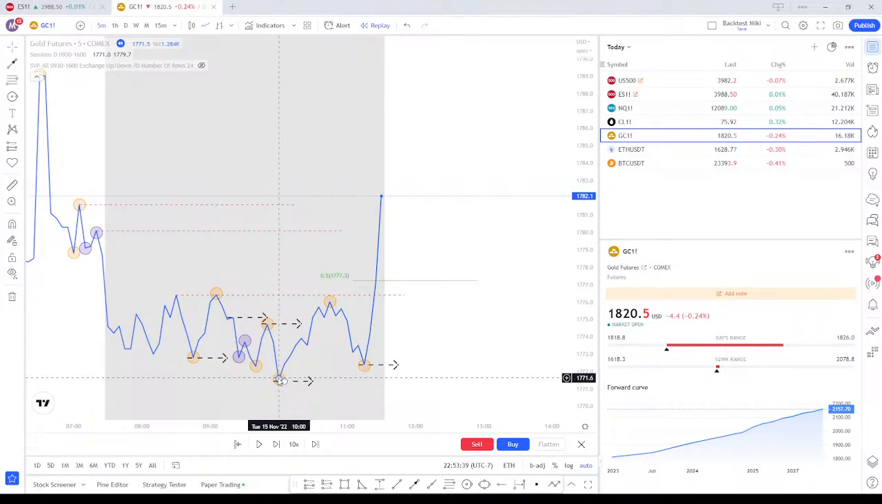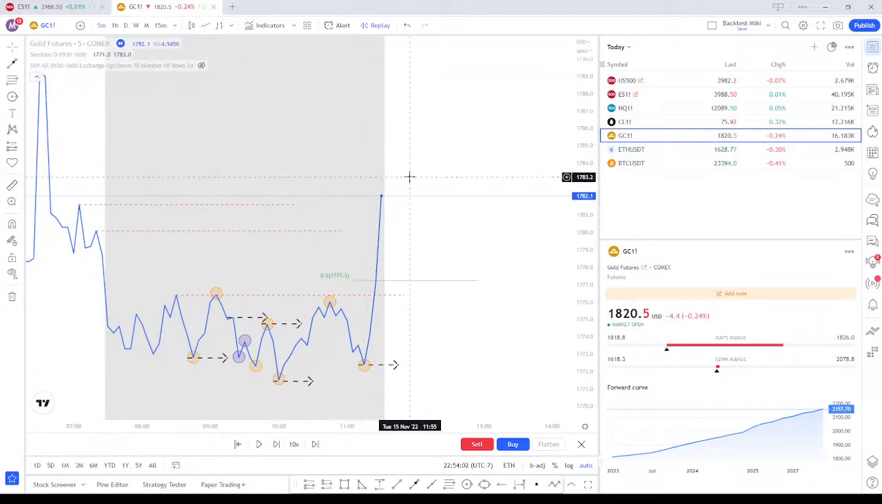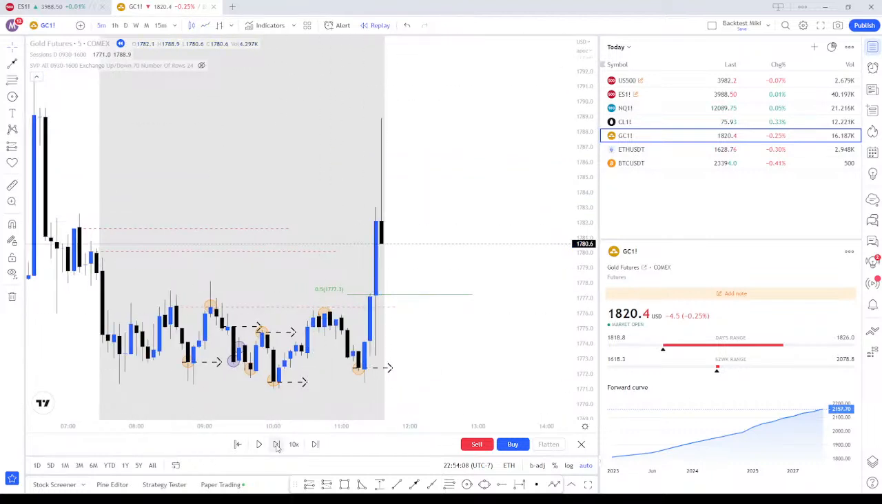At this high, this was the high that broke. This was the low that broke the high. So low, high, low. We are now on an uptrend. Don't care about all of these anymore. Don't care about the lines though. All right. So this is the 50-point mark. Let us see what the next candle tells us.